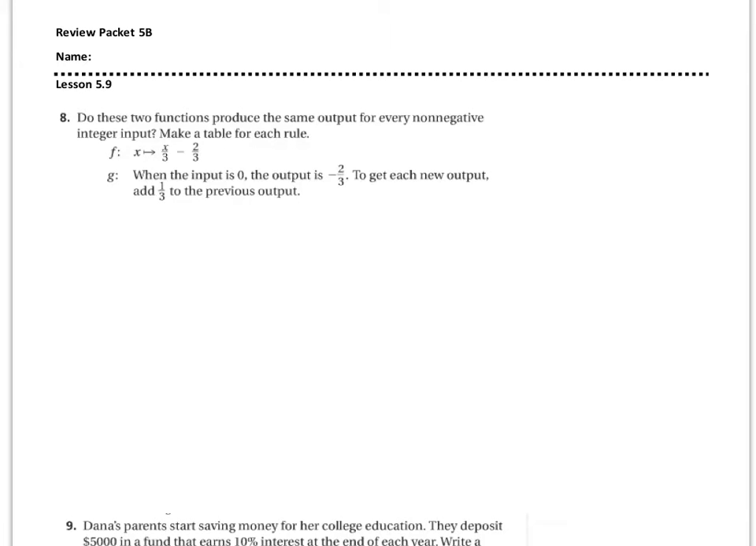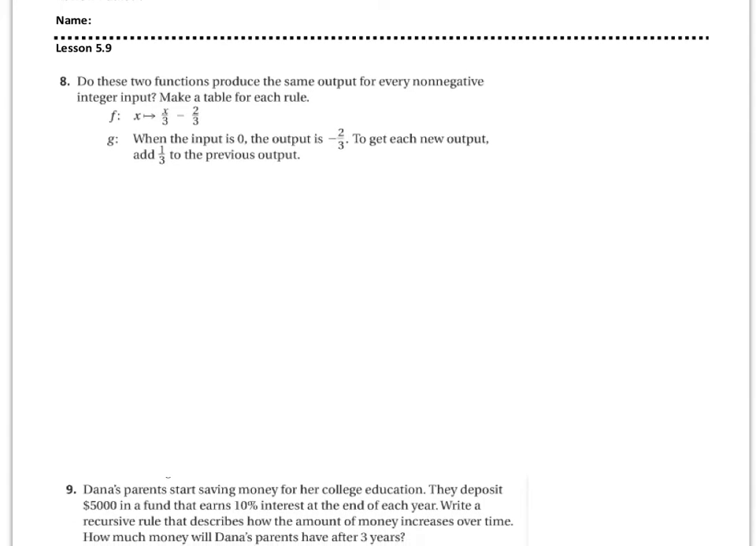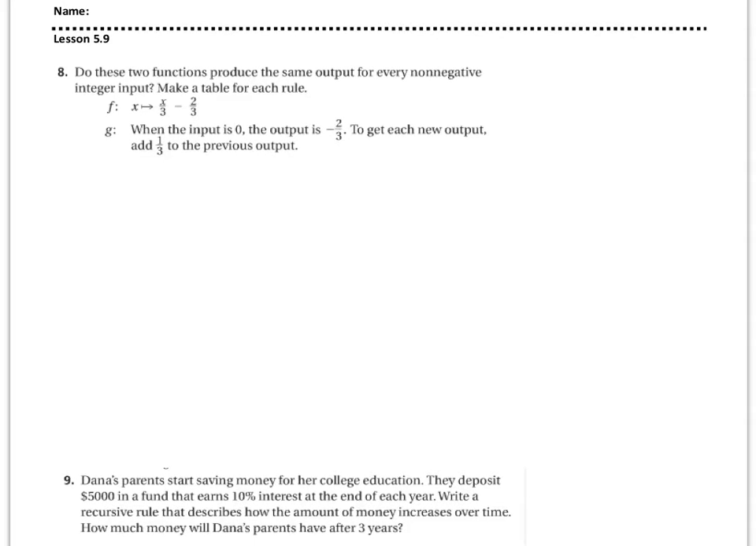Lesson 5.9. Do these functions produce the same output for every non-negative integer input? Make a table for each rule. So, do these two functions produce the same output for every non-negative integer input? So we only have to think about 0, 1, 2, 3, 4, 5. Those nice, beautiful numbers. We don't have to worry about any fractions or anything.